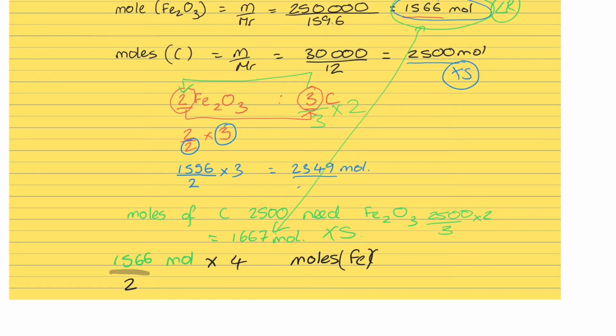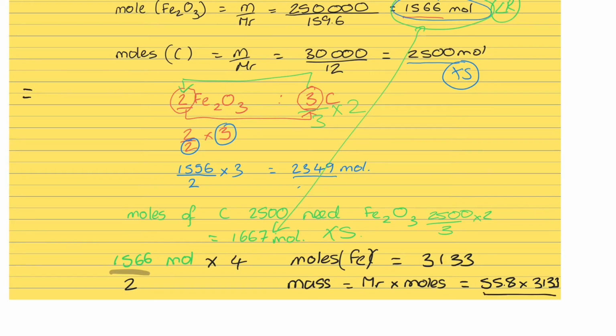which is equal to 3133. And then to work out the mass is Mr times moles, which is the Mr of iron, which technically is the Ar, which is 55.8. So we're going to do the Mr 55.8 times the moles, which is 3133, and I'm running out of space, I'm going to go up here.